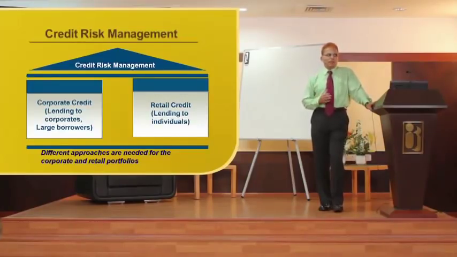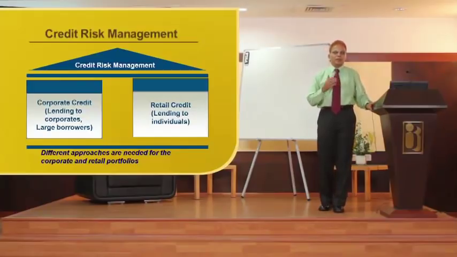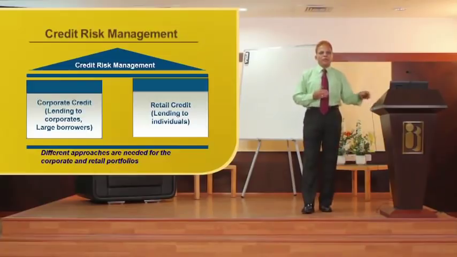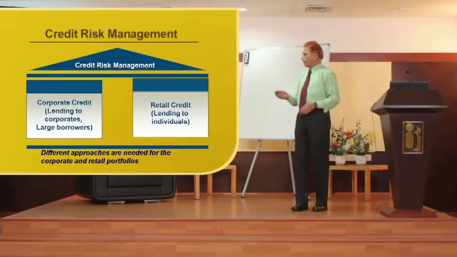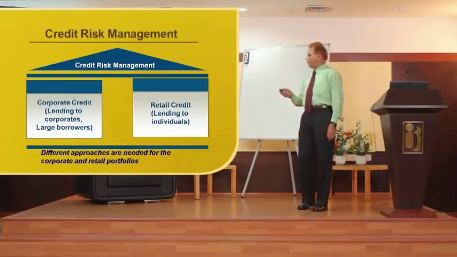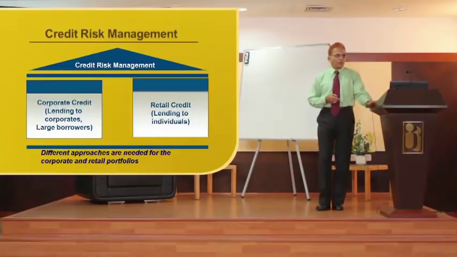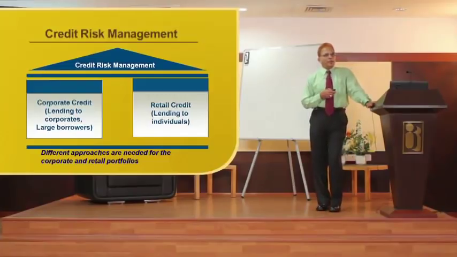Accordingly, the business line also will have, when it comes to the risk management, it has to be managed in a different way. You need to manage the corporate risk in a different way than the retail credit. We will see the approaches. What are the approaches for handling the credit risk at the corporate credit level and at the retail credit level.